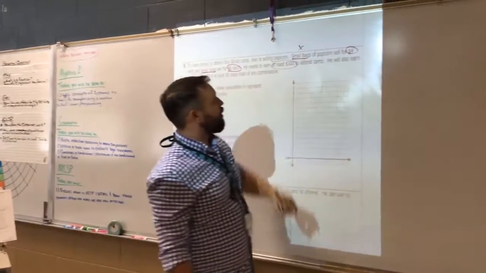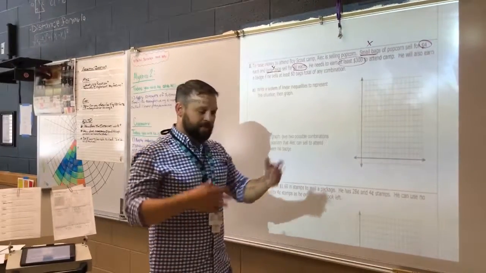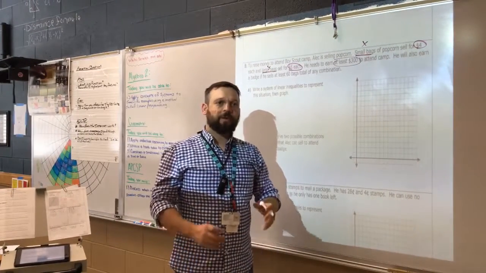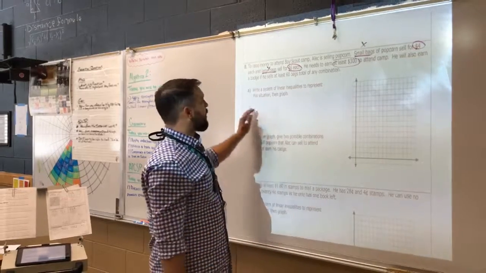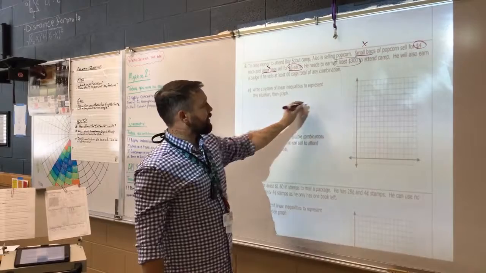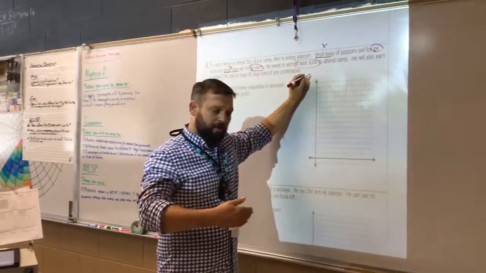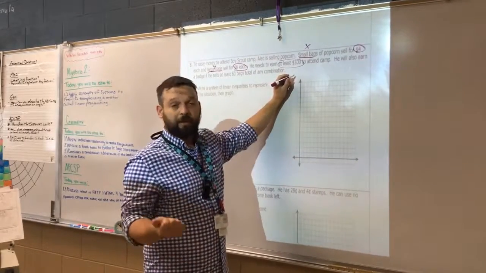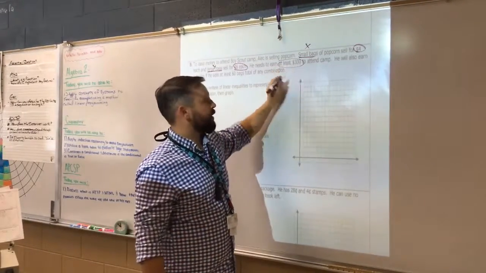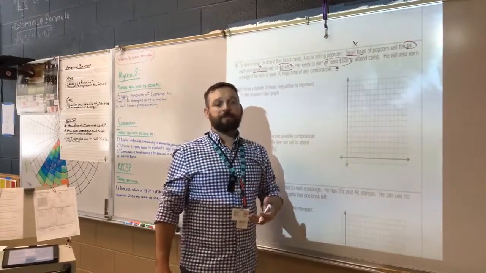I want to call the small bags X, and I'm going to call the large bags Y. So I'm just assigning a variable name to them to get going. So I can write an inequality because it says right here he has to sell at least $300. That means he could be at $300, could be $301, could be $5 million. So he has to make at least $300. So that implies the symbol right here, the greater than or equal to.